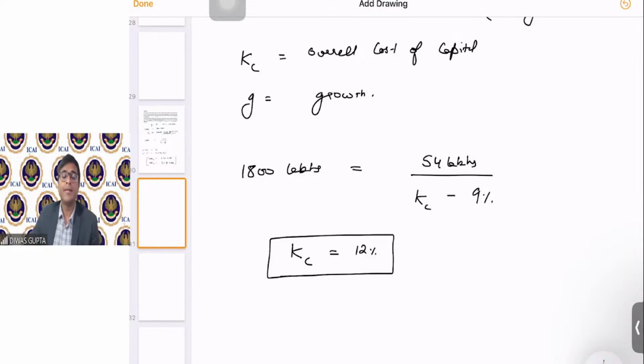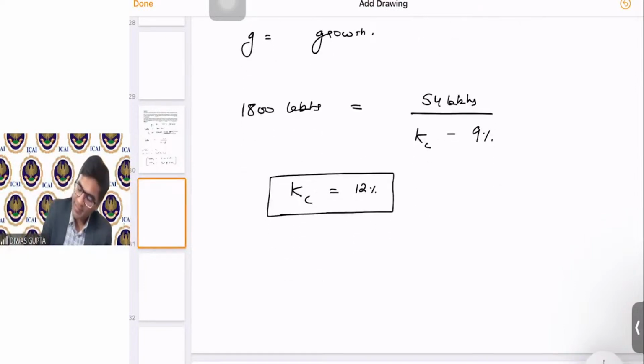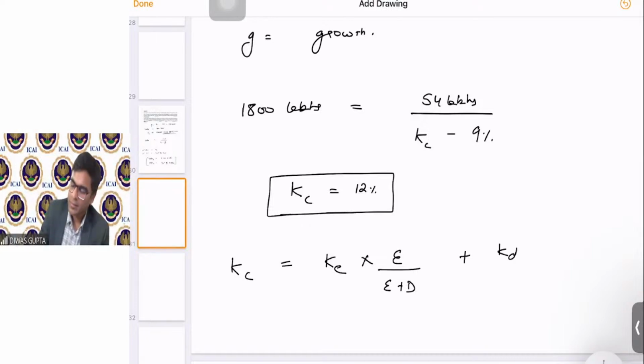Now, this has been calculated by the investment analyst using the book values, correct? So can we say that overall cost of capital is equal to cost of equity multiplied by equity divided by equity plus debt, plus cost of debt multiplied by debt divided by equity plus debt.